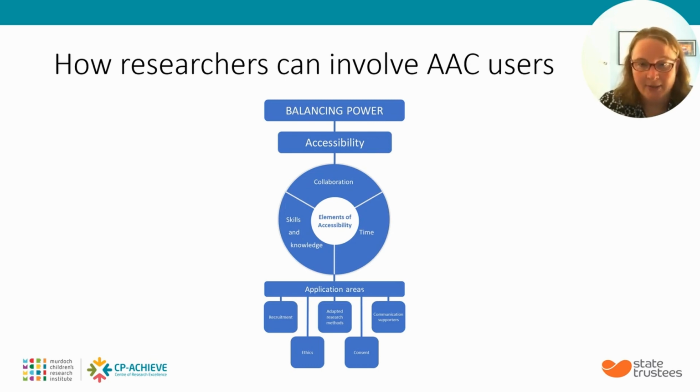And then we had 5 areas of research that we found that it's really important for researchers to know specific things about. And that's recruitment. So that's getting AAC users involved in the research. Ethics, how to make the research fair and safe. Adapting the research methods, so how to make the research accessible so that AAC users can participate. Consent, which is how you can help AAC users tell you whether they want to be involved or not and decide whether they want to be involved. And working with communication supporters.